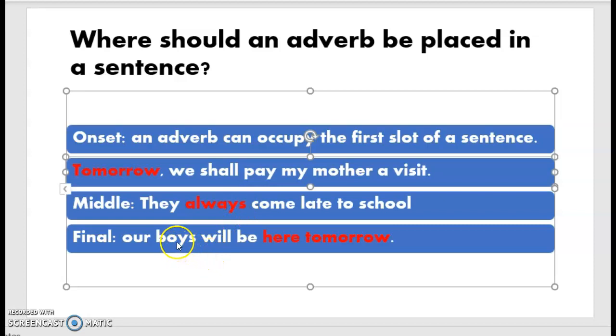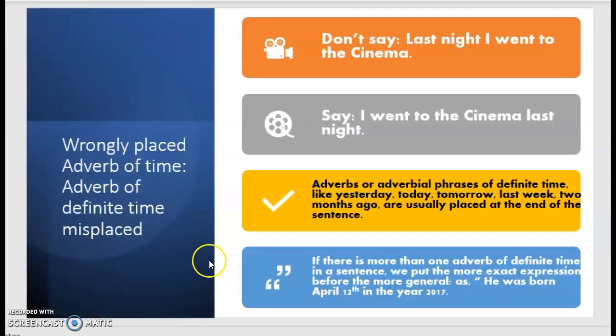And then we can also have the adverb at the end of the sentence. That's the final position. Our boys will be here tomorrow. Here is an adverb. Tomorrow is another adverb. All right. So when we said in our definition of adverb that an adverb modifies another adverb, this is a good example. So we have here adverb of place, and we have tomorrow adverb of time, and we have them at the end of the sentence.